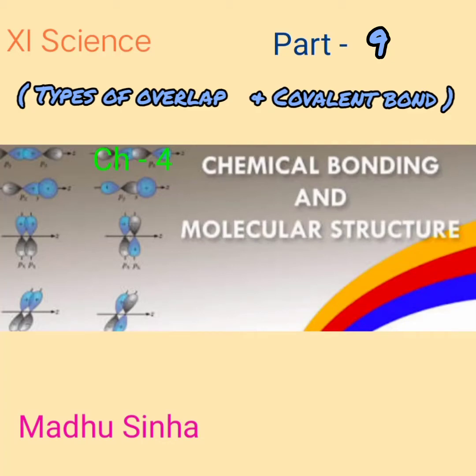11th Science, Chapter 4, Chemical Bonding and Molecular Structure, Part 9, Types of Overlap and Different Types of Covalent Bond.